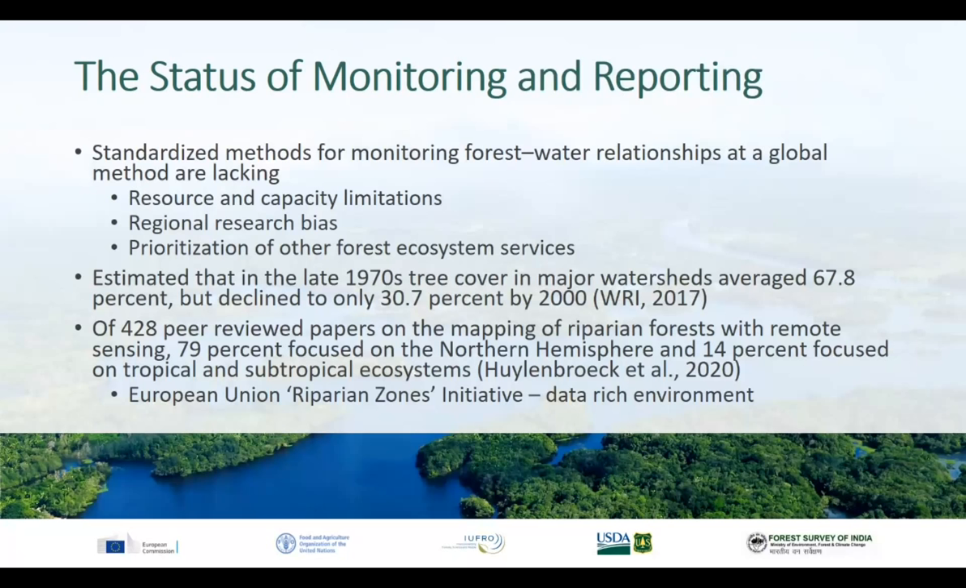In terms of regional bias, of over 400 scientific papers on monitoring riparian forests with remote sensing, only 14% occurred in the tropics, the majority being in the Northern Hemisphere. An example of these studies is the European Union's Riparian Zones Initiative, covering 28 countries and using a full set of data on flooding, water flux, land cover, and very high resolution data in a complex modelling approach. Now, this, of course, is a data-rich environment which is only available in certain areas.